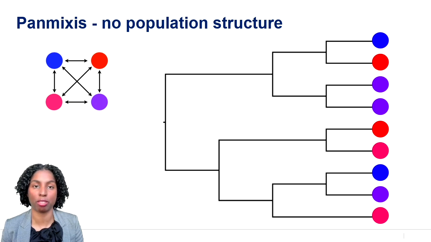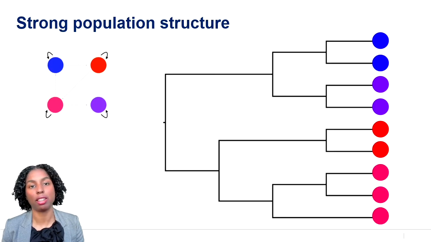On the other hand, there are cases of strong population structure where isolates from the same location are typically phylogenetically clustered. This is often the case with sexually transmitted and blood-borne viruses that follow social or linguistic boundaries.